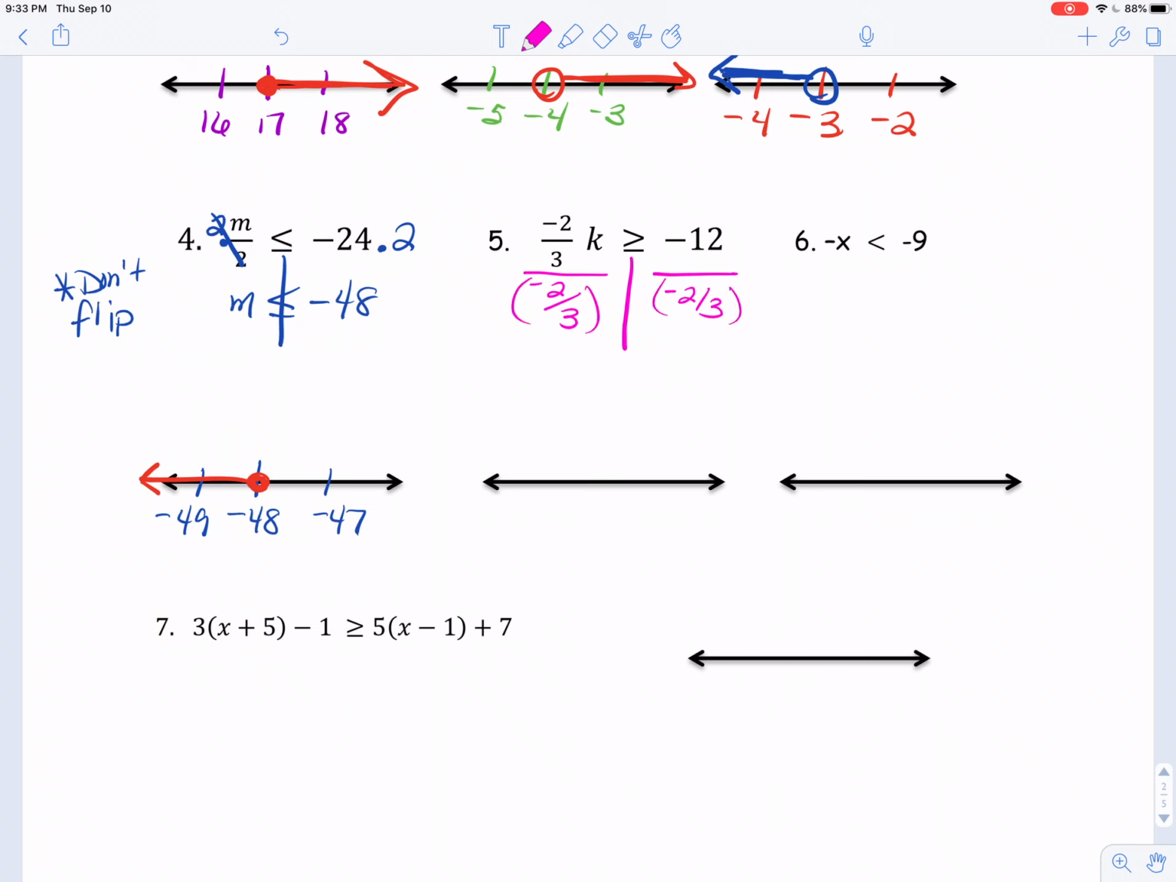So on the left side, it just cancels out or divides out into 1k. All right, it's a negative that we're dividing by, so we're going to have to flip.